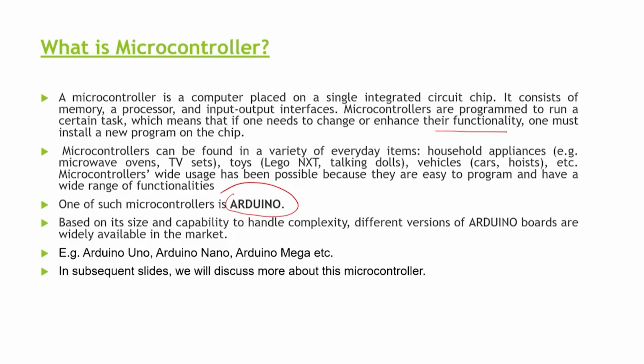Based on its size and capability to handle complexity, different versions of Arduino boards are widely available in the market. For example, Arduino Uno, Arduino Nano, Arduino Mega, etc. So, I will talk more about such applications, particularly with a focus on Arduino Uno.